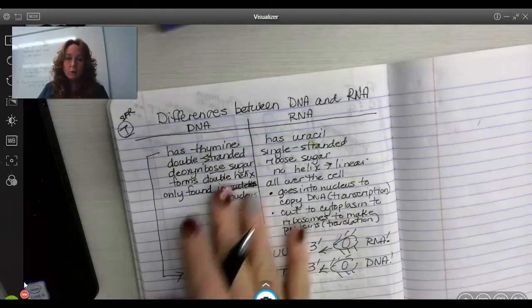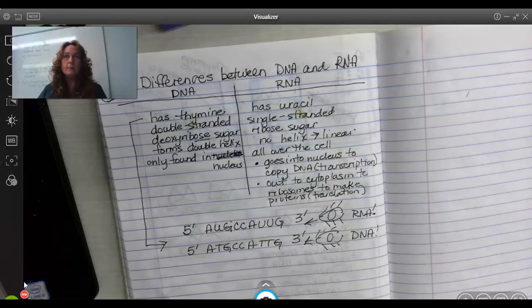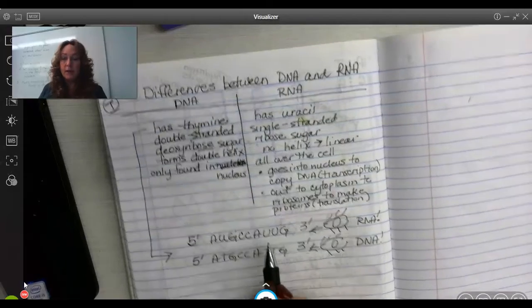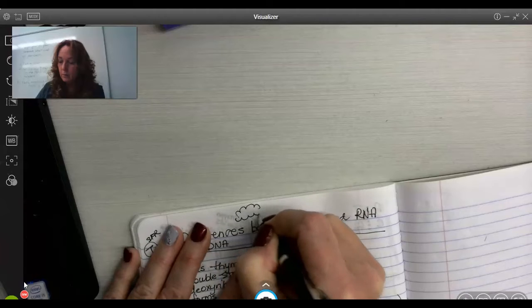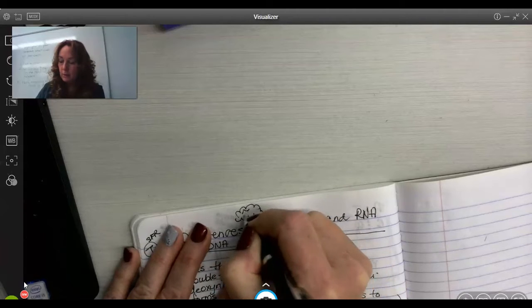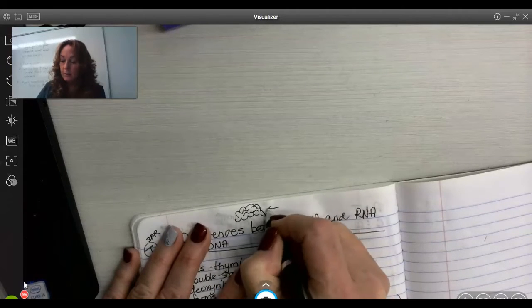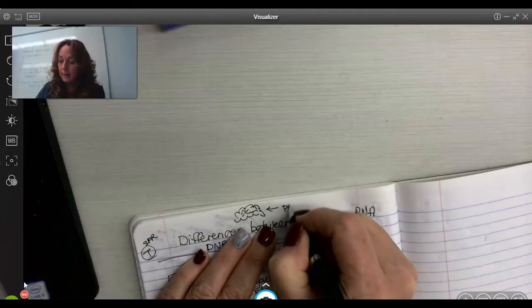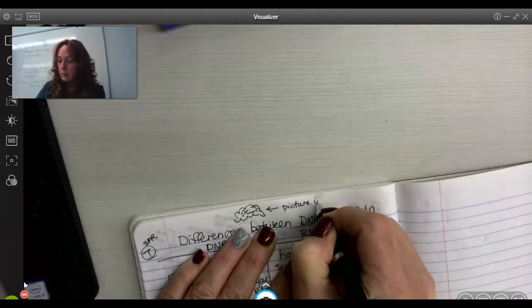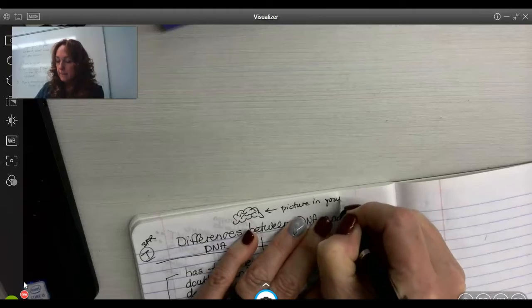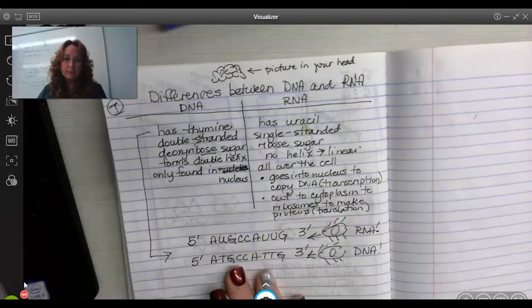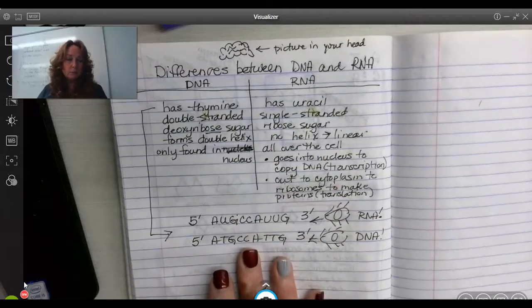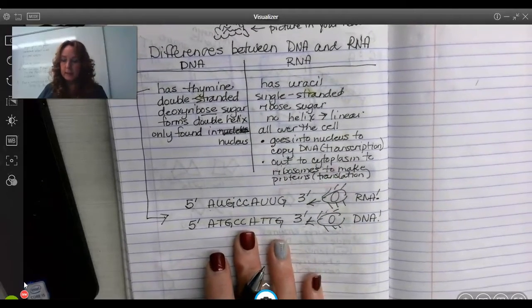So in general, that just gives you some ideas to picture in your head. This is just so you can have a picture in your head of what this all looks like, because if you notice, it's all about what the structure is and what it looks like.